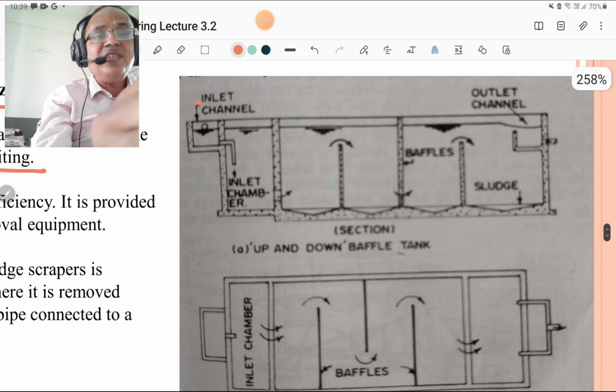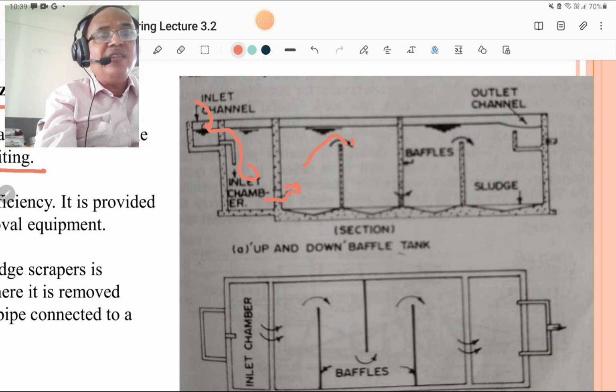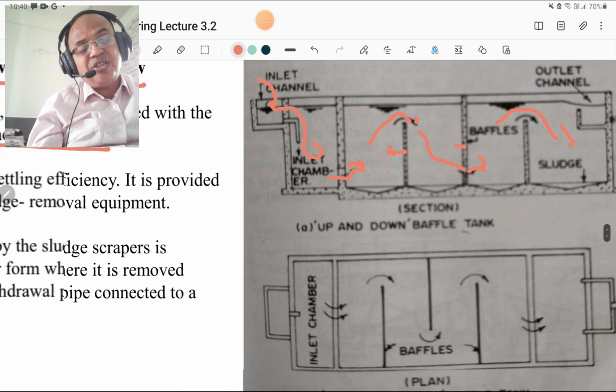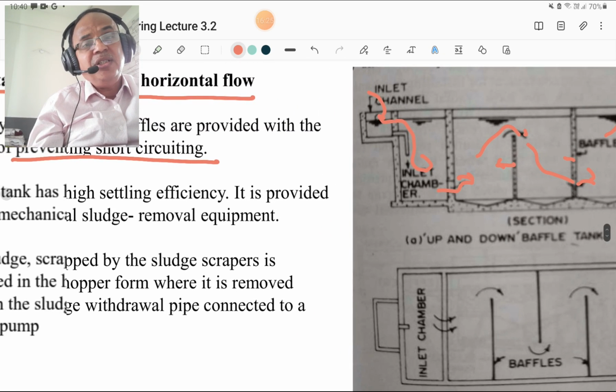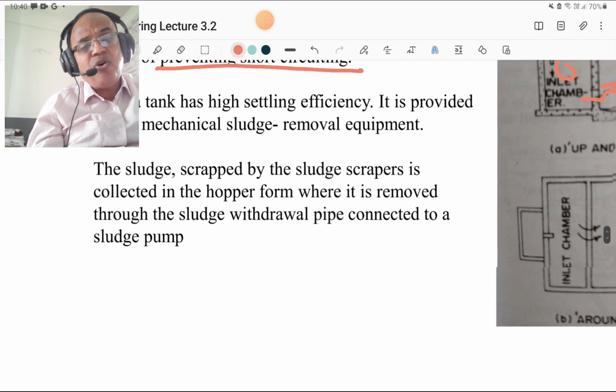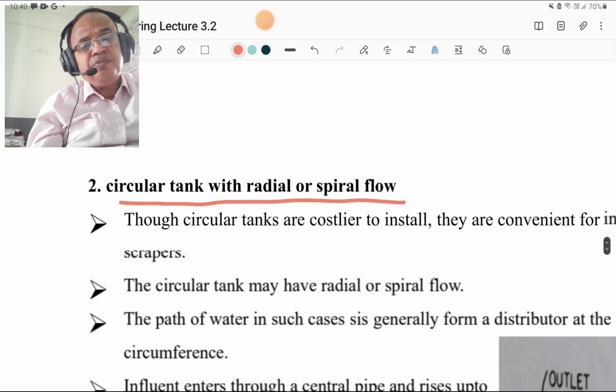Please see this figure. This is the inlet channel. Water flows into the tank and travels through this tank, and this is the baffle wall. This is the baffle and water is traveling in this manner, and such a type of tank is called a plain sedimentation tank, and this is the rectangular tank with horizontal flow.